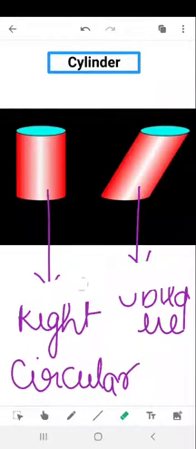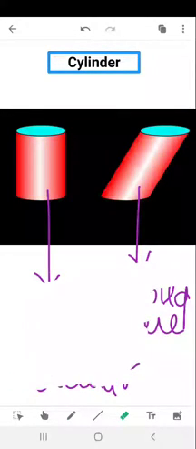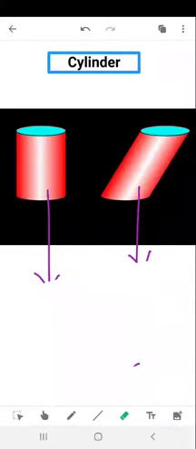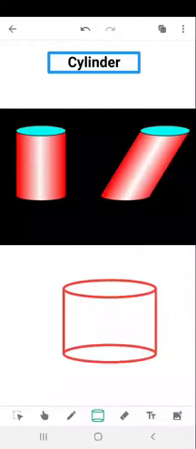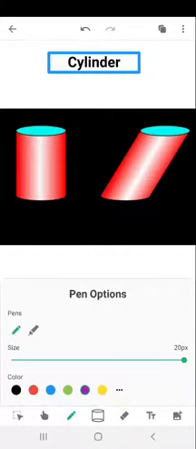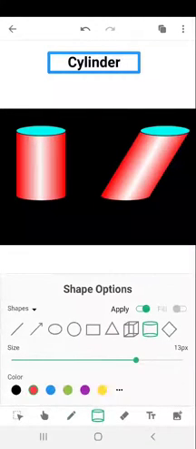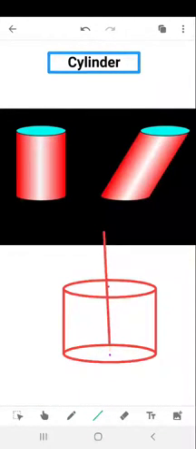Now what is the difference between these two? Let us first look at the right circular cylinder. Before understanding the right circular cylinder, we must understand something about cylinders. In a cylinder, basically we have two circular bases, and with a circle comes the center. Now if we join the centers of these two circular bases, we will get a line passing through the cylinder.